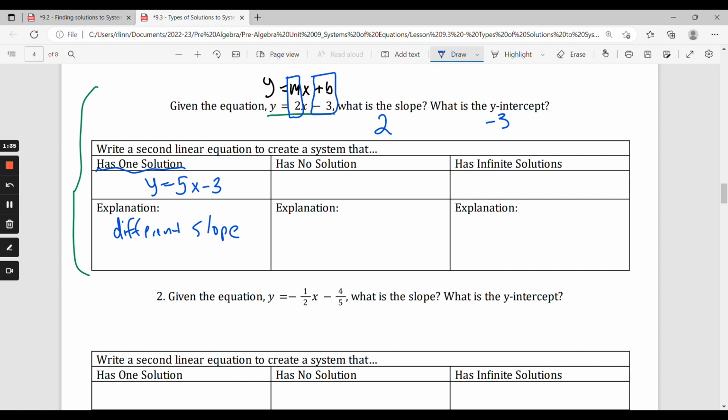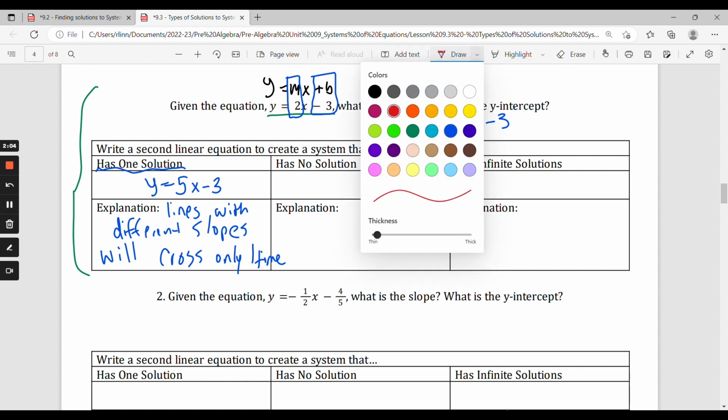Now I know that that's going to be a system of equations that has one solution because they have different slopes. So different slopes will cross. Lines with different slopes will cross only one time. So then it's going to have one solution. So now let's take a look at our next one.